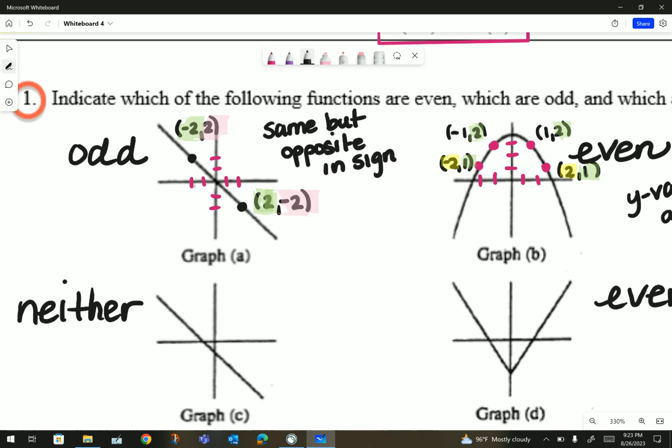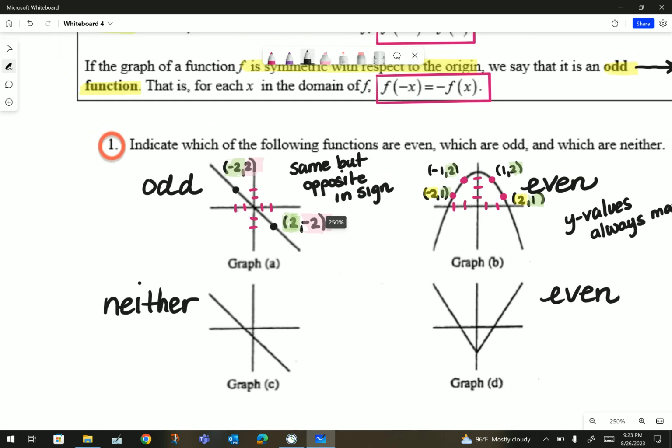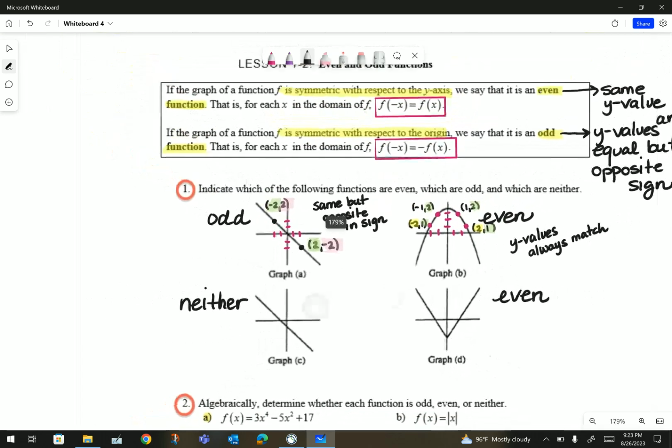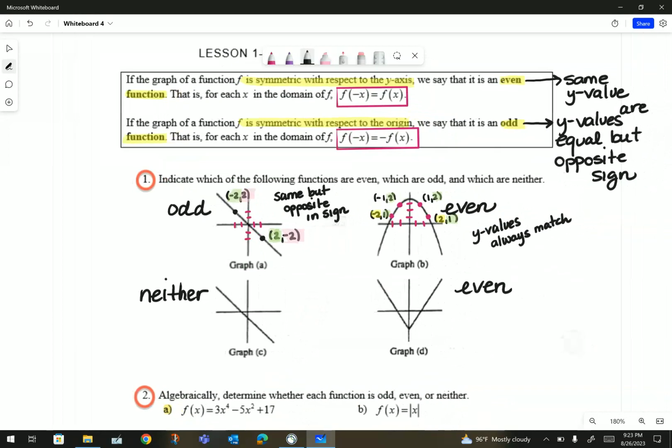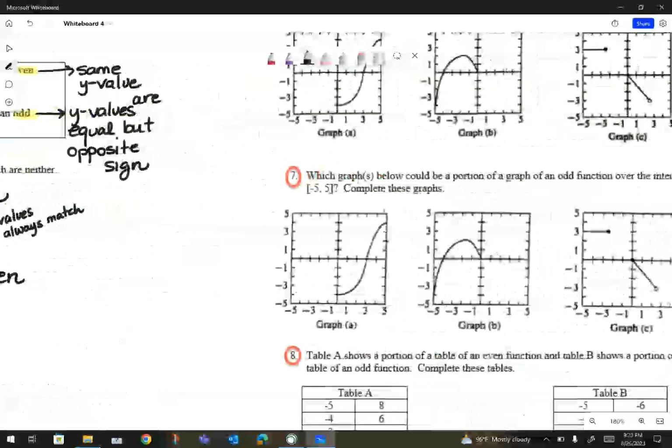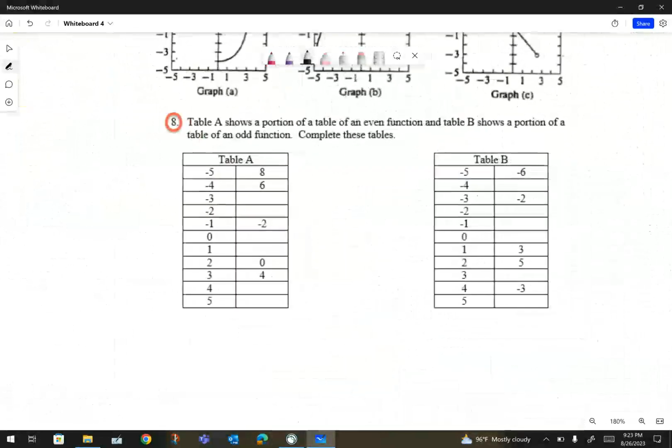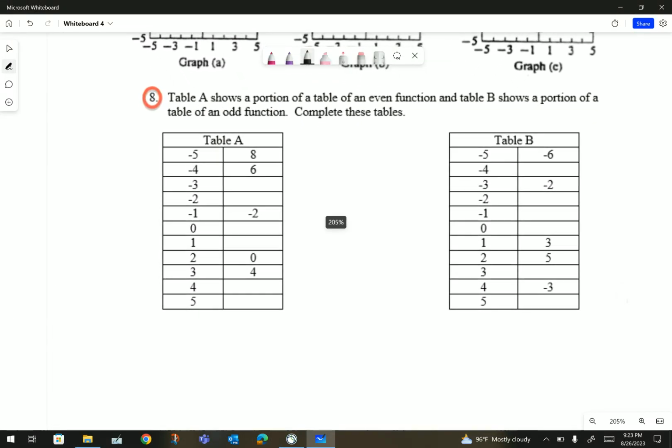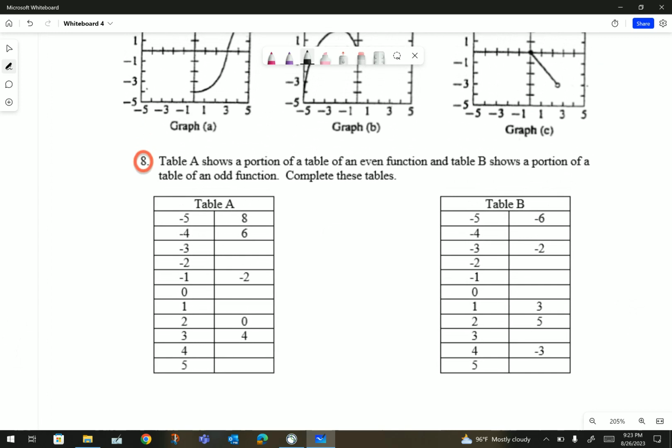Okay, so keep that in mind, because I'm going to have you now take that knowledge and go to the next page at the bottom, number 8. You are being given 2 tables. Table A, they told us, is going to be an even function, and table B is going to be an odd function. So let's make a note of that. This one is even, and the one on the right is odd.